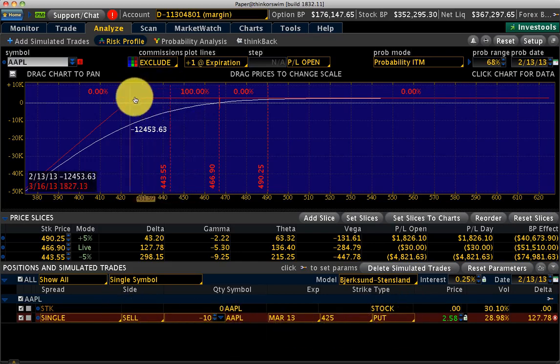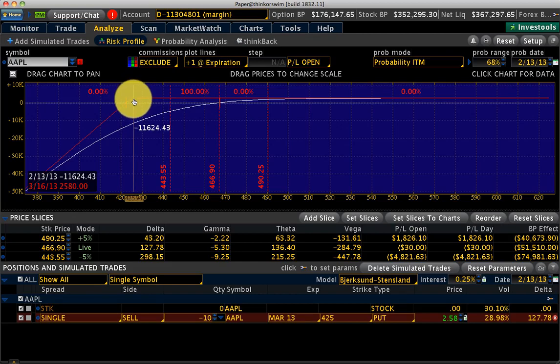So what we did was we sold the 425, which is right here, and Apple is trading right here. So you can see now, we've put so much probability on our side. So we have all this room here for Apple to move in the next 30 days. And we'll still make our maximum profit.